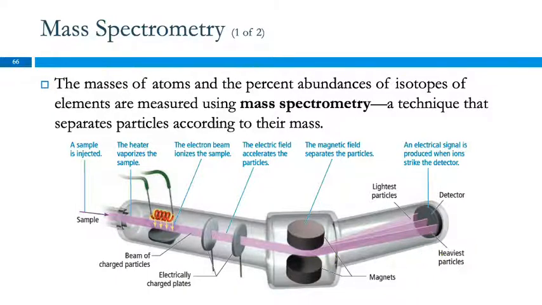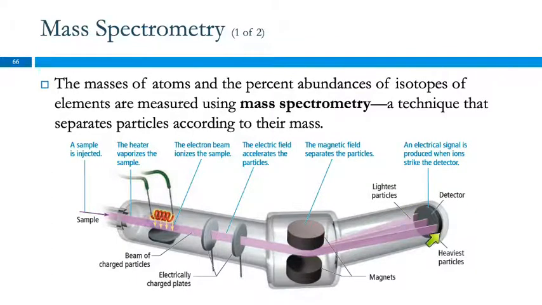The heaviest particles will get bent a little bit. The lightest particles will get bent the most. And so then on the detector here, this is an electrical detector. We get an electrical signal. We run it into a computer to identify what stuff is going on here. You can imagine the actual details of this instrument are quite complicated. The idea is pretty simple.